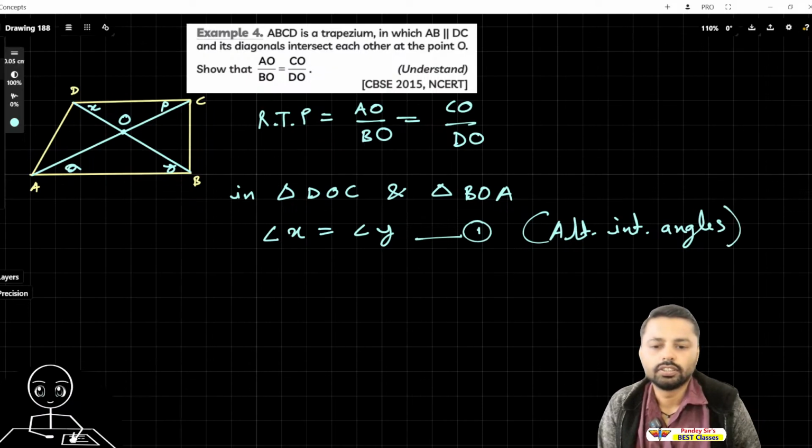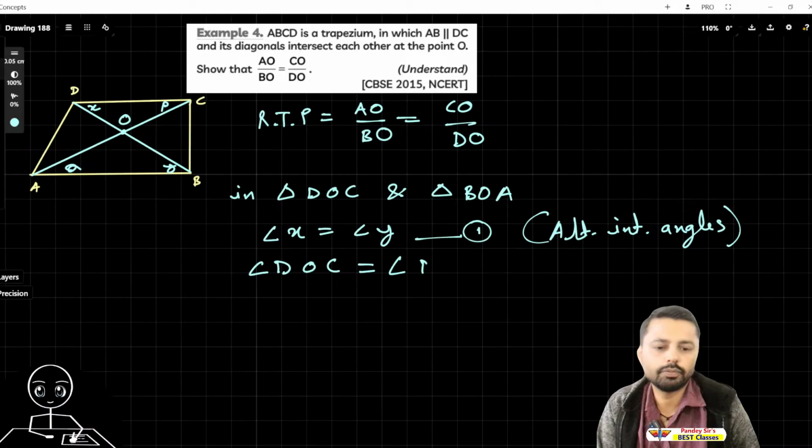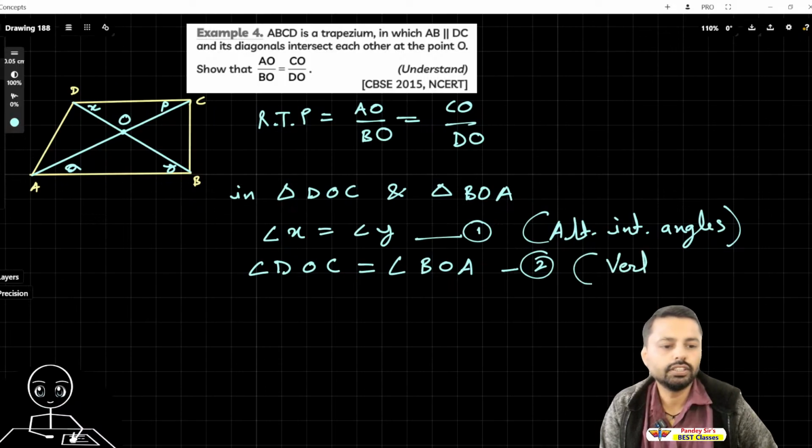Okay. And then what? Angle O equals angle O. Or you can also write angle DOC equal to angle BOA. Number 2, it's vertically opposite angles.